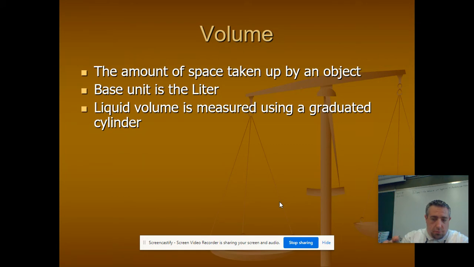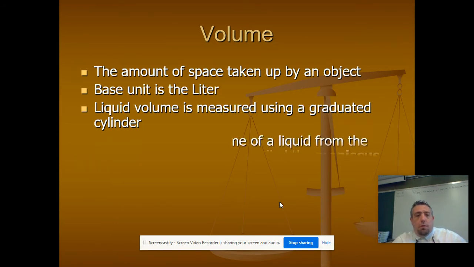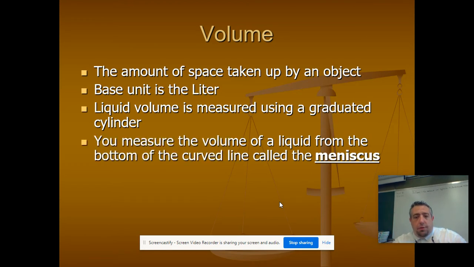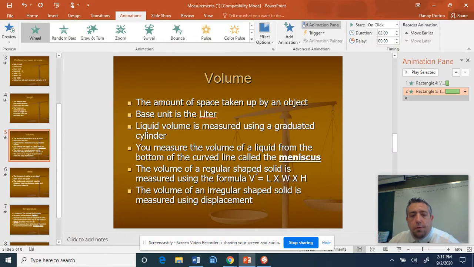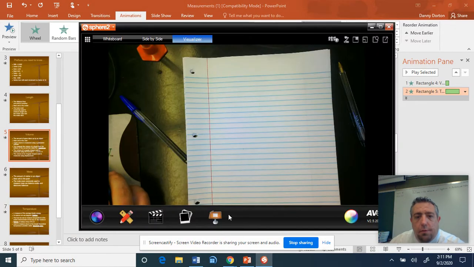I want to add a little bit more. So for liquid volume, like I said, we're using the graduated cylinder and we're measuring in liters. Okay. I'll put that there for right now. All right. That's for liquid volume. And like I said, the meniscus is the bottom of the curve. Let me just bring that up for you while I'm doing this here. Let's see if we can do this.